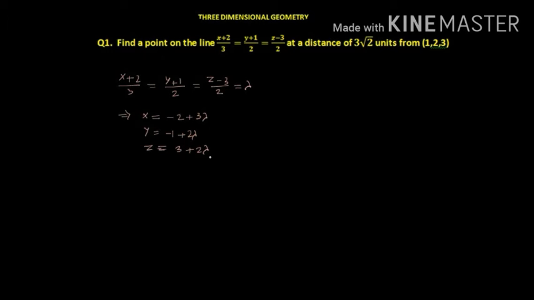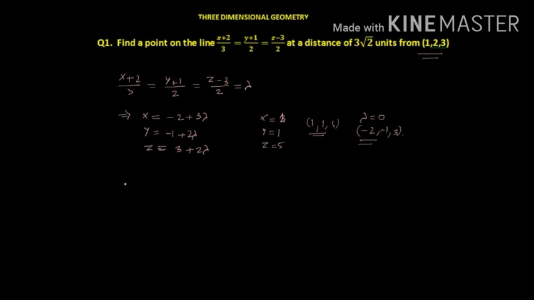That means if you go on changing this lambda, suppose lambda equal to 1, then you will be getting what? If I put 1, then I get x equal to 1, y equal to 1, z equal to 5. That means this 1, 1, 5 will be a point on the line. Similarly, if someone considers lambda equal to 0, he will get another point, that will be 2, minus 1 and 3. So now I have to look for such a value of lambda for which I get a point and the distance of that point from this given point becomes 3√2.